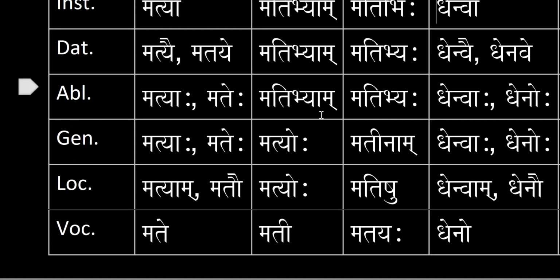For locative, we have matyam, and the next option for locative singular is matau. For locative dual, matyoho, and then locative plural is matishu. Then for the vocative case, singular, dual, and plural, we have he mate, he mati, he matayaha.